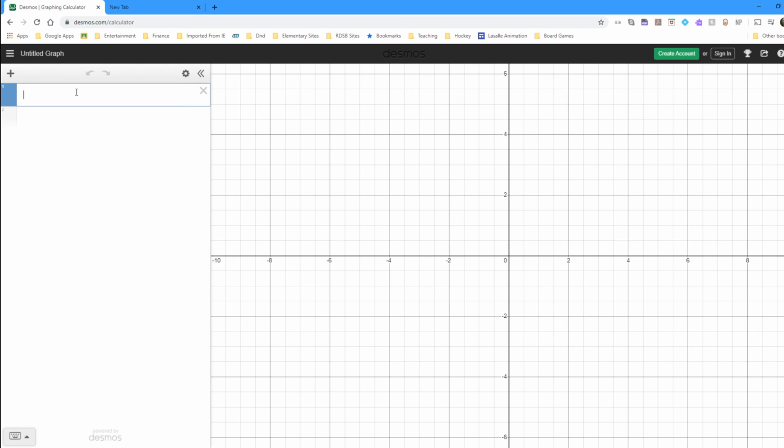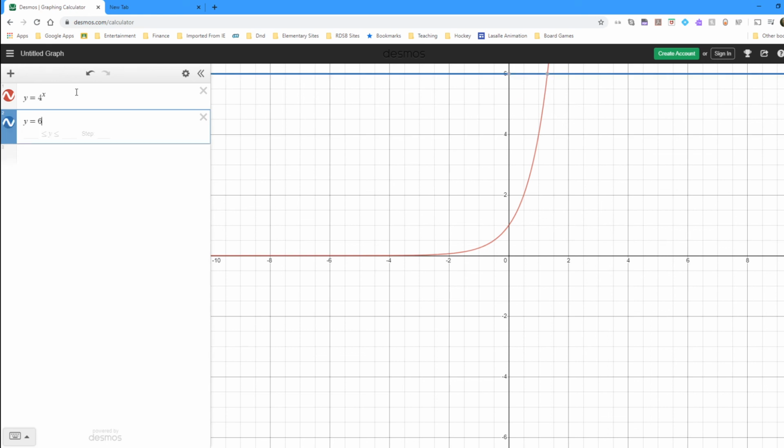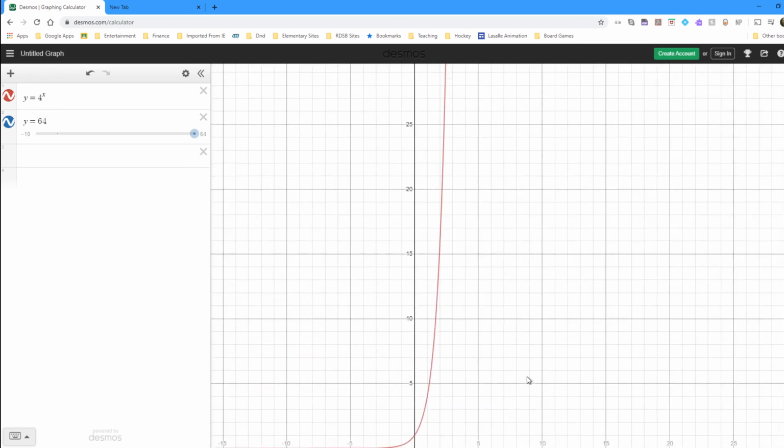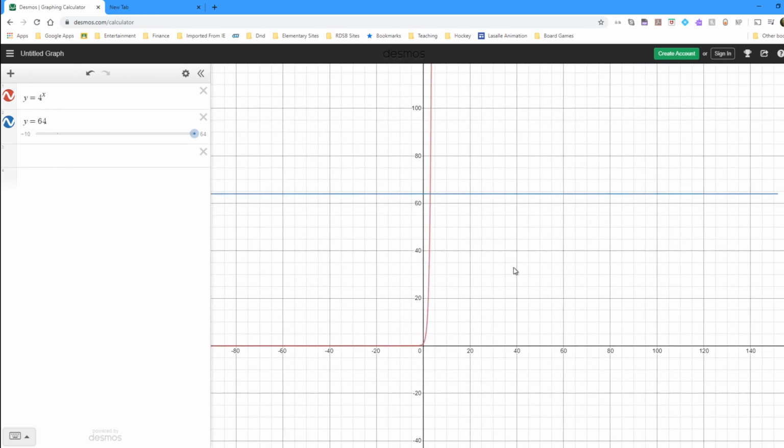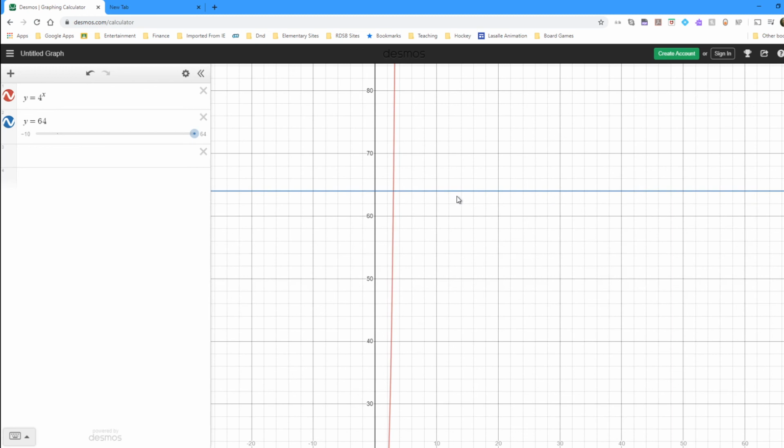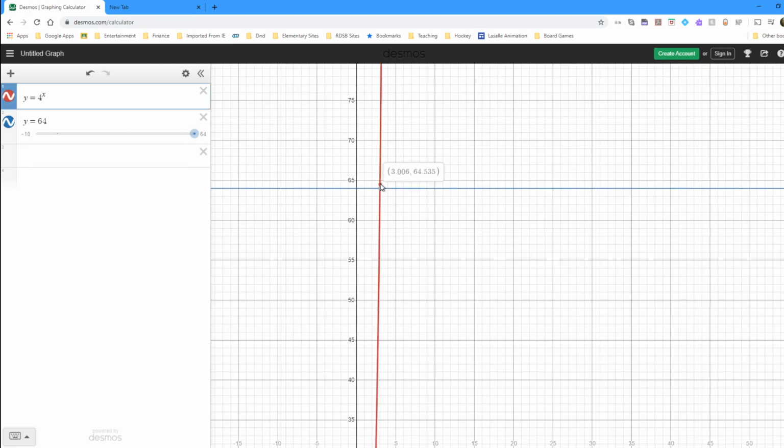If I graph y equals 4 to the power of x, and I graph y equals 64, what's going to happen? Oh, somebody wrote the answer down. Good. Now I'm going to have to zoom out for you to see it. Look at what happens. 4 to the x is the red graph. Blue is y equals 64, which is just a horizontal line. And there's a point of intersection.